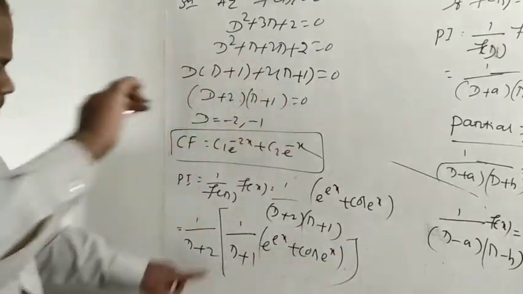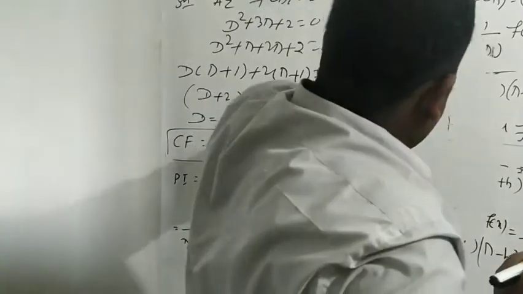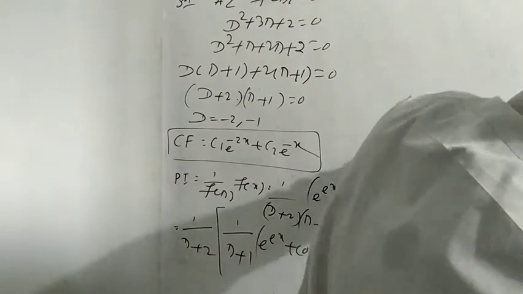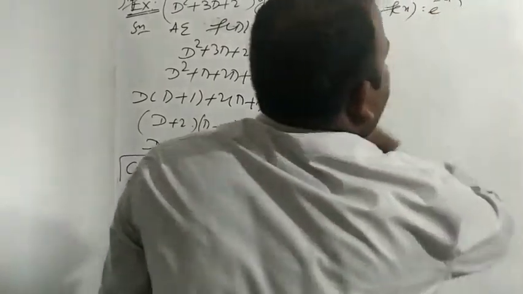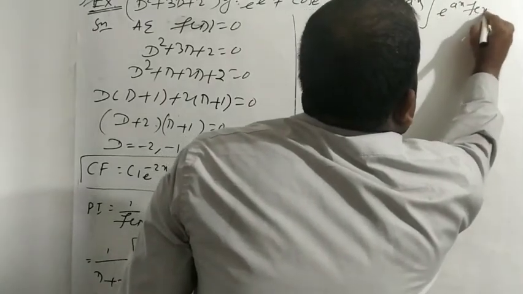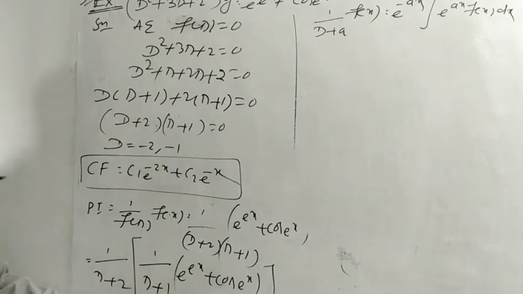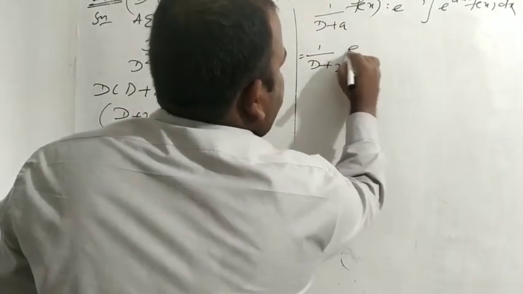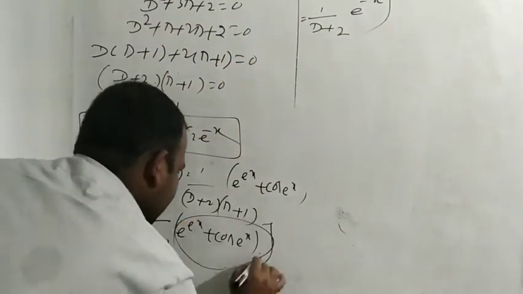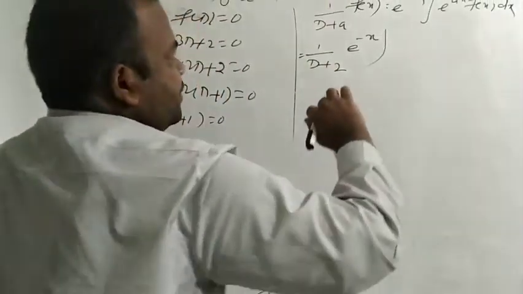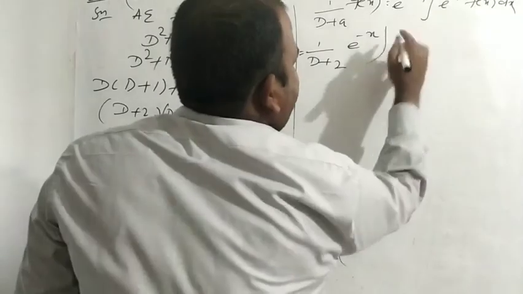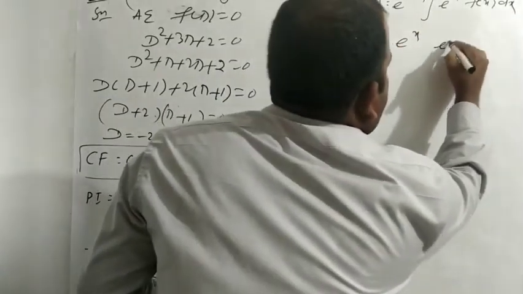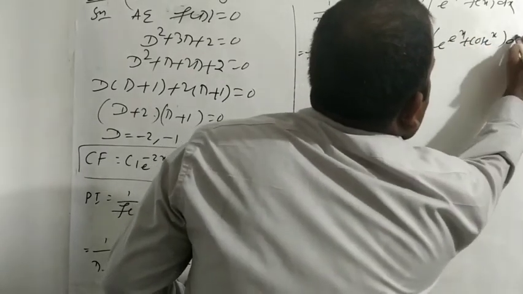Now this is 1/(D + a) f(x). What is the formula? 1/(D + a) f(x) = e^(−ax) ∫ e^(ax) f(x) dx. So 1/(D + 1) applied to f(x) is e^(−x) ∫ e^x f(x) dx, where a = 1 and f(x) = e^x + cos(e^x), so the integral is ∫ e^x (e^x + cos(e^x)) dx.